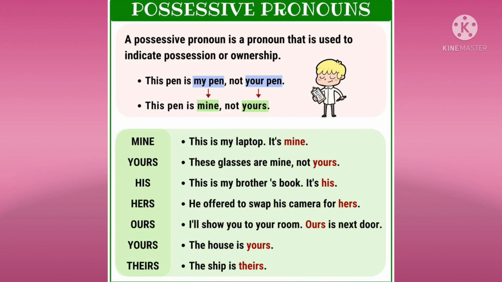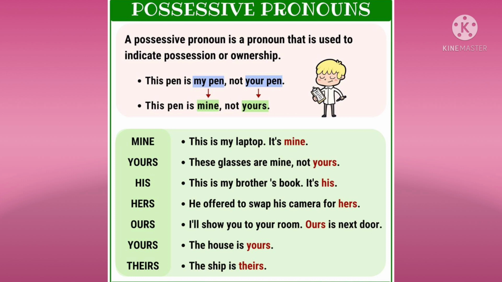First person, second person, third person, these three will always be there. Now you can see here in the example, it is given mine. This is my laptop, it's mine. Mine is a possessive, first person. Then if you see ours: I will show you to your room, ours is next door. This is also first person.